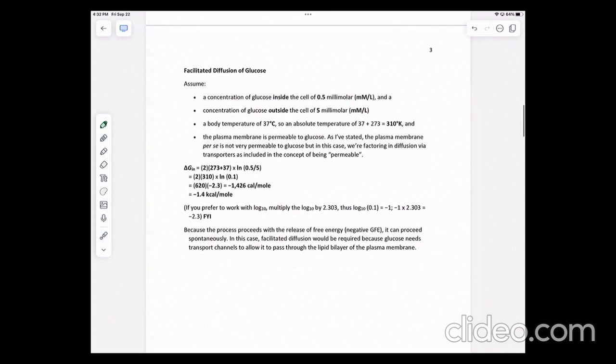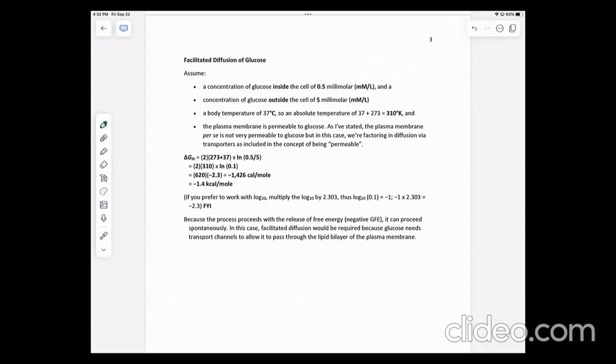What I want to do now is take the concepts that we talked about in the last lecture and apply it to a specific example, and we're going to focus on glucose. So let's just imagine that I have a cell here, and I've got some glucose inside the cell, and it's going to be 0.1 millimolars or millimoles per liter. And let's just suppose on the outside of the cell I have 5 millimoles per liter.